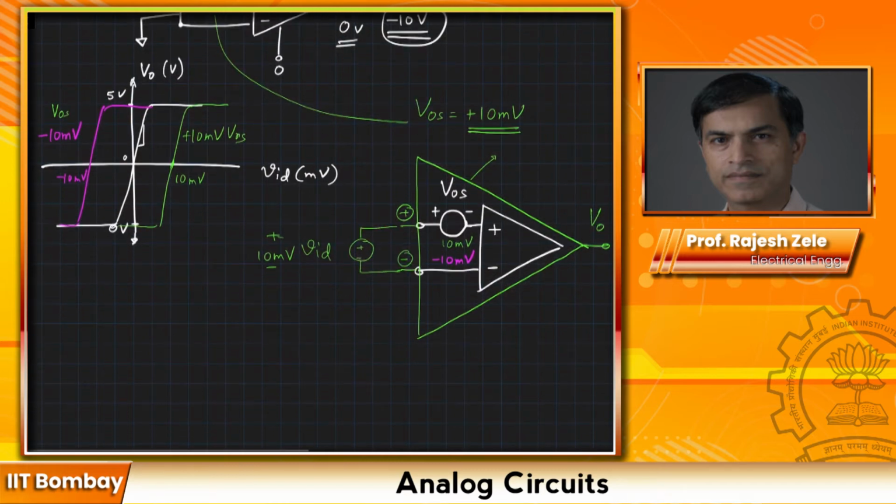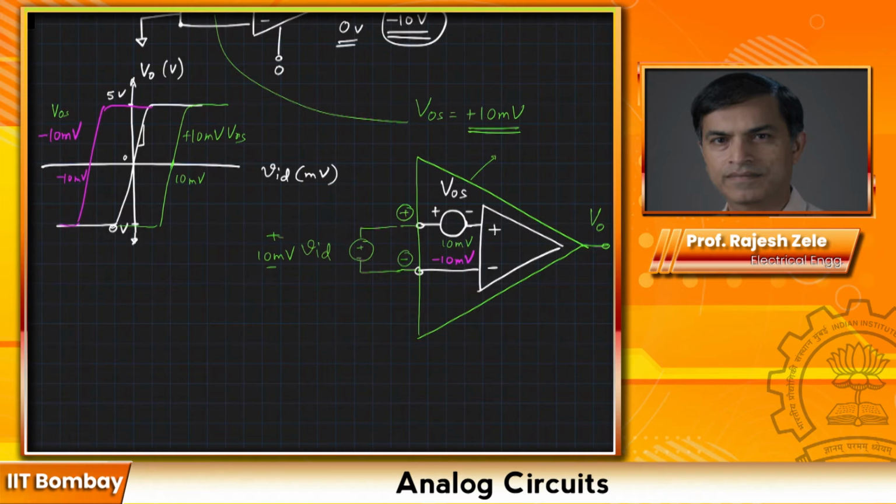For circuit analysis, you can model this VOS voltage source on the positive or negative terminal according to your convenience, and we will see what I mean by that convenience. Generally, whenever you have multiple input sources, it could be offset voltage, input voltage 1 or input voltage 2, you should try to use the superposition theorem to make your life easier.